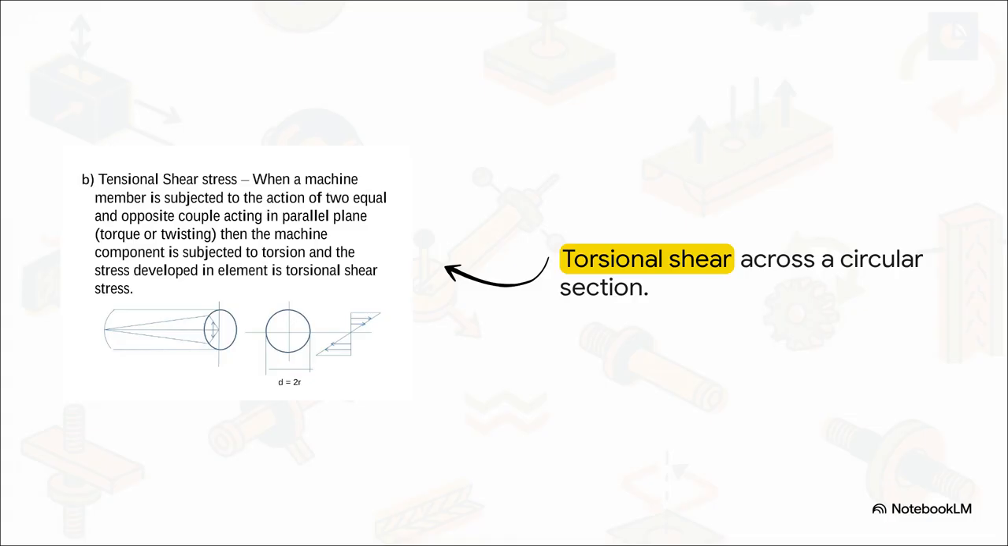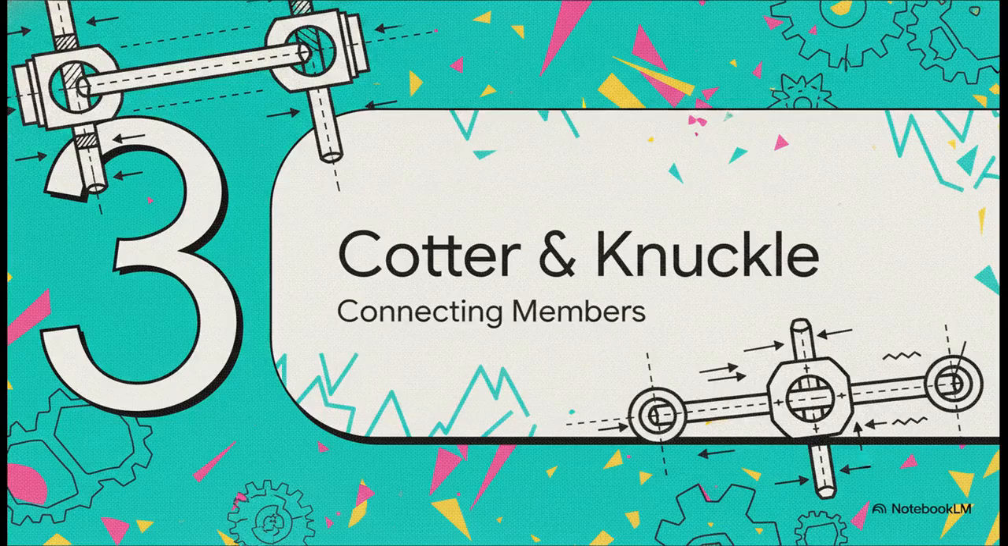The stress is literally dead zero right at the center axis of the shaft, and it linearly increases until it hits its absolute maximum at the outer edge. Basically, the further out from the center the material is, the harder it has to work to resist that twisting force. Okay, section 3, cotter and knuckle joints.